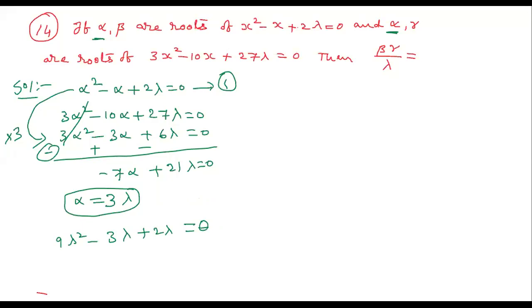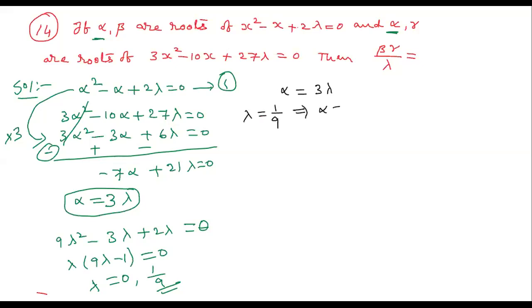Minus 3 lambda plus 2 lambda minus lambda. Take lambda common, we get lambda into 9 lambda minus 1 is equal to 0. Finally, lambda value is 0, 1 by 9. These are the lambda values. Lambda cannot be 0. Lambda value should be 1 by 9. And we know that alpha is equal to 3 lambda. In place of lambda, substitute 1 by 9. We get the alpha value, that is, alpha value is 1 by 3.